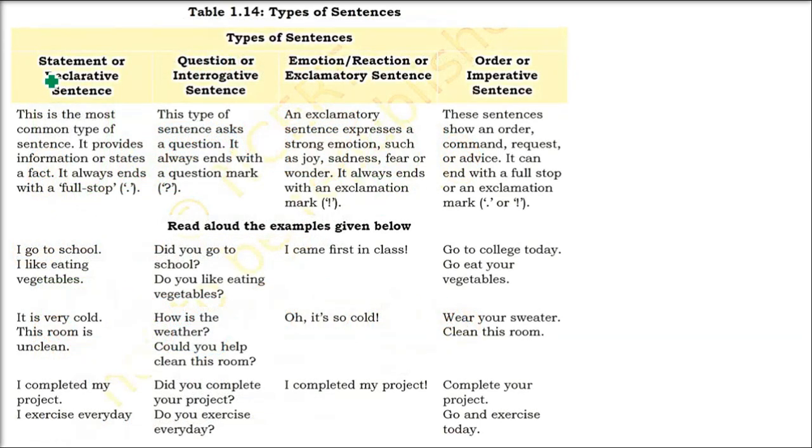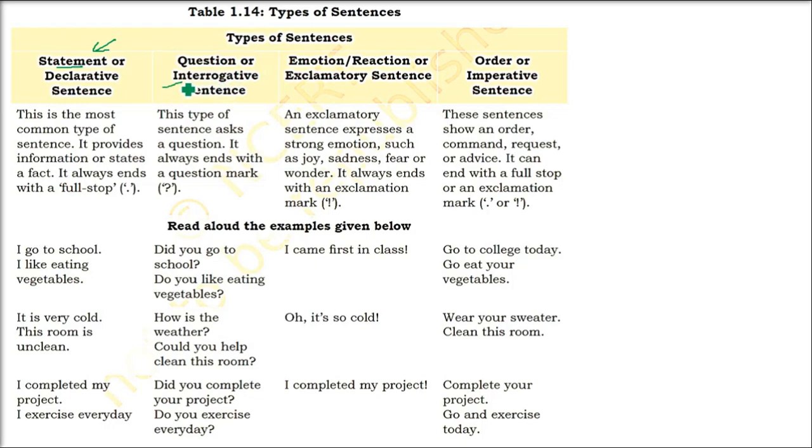What is the purpose of this sentence? The first type of sentence is the statement, or declarative sentence. If you go to mathematical reasoning or discrete mathematics in future, you will see that only declarative sentences will be statements, assertive or declarative. So the most common type of sentences, these just state certain things. I go to school, I like eating vegetables. These are just statements or assertions, and they end with a full stop, right?